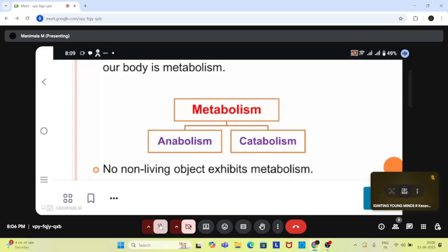The breakdown of food molecules with the help of oxygen, this process is called catabolism. So it will break the food down and release the energy. So that is called catabolism.